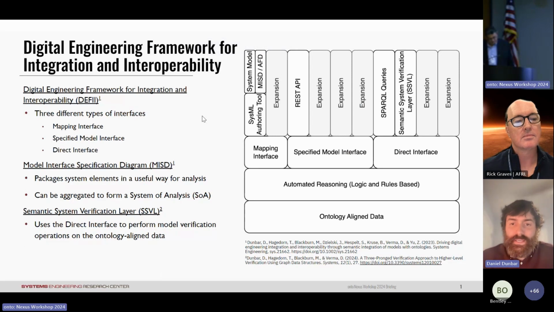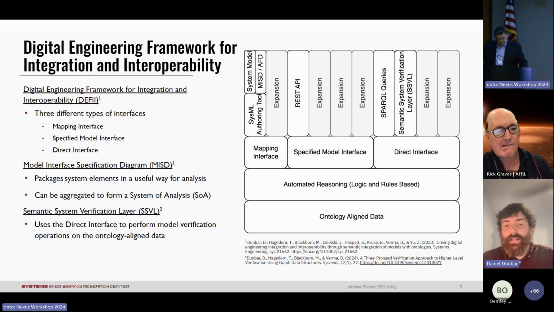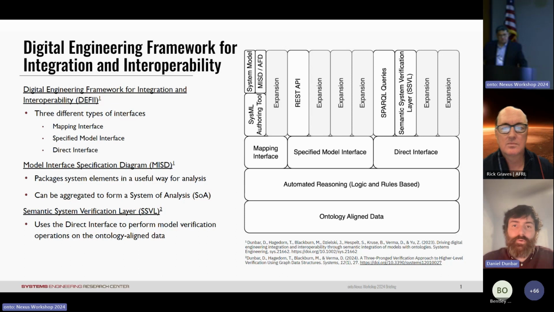I'm a PhD candidate at Stevens Institute of Technology and also working at the Systems Engineering Research Center. I work with Dr. Mark Blackburn, and we have been doing a lot of work on ontology-aligned data and how to think about that in a digital engineering context. I have a couple of papers there at the bottom right that describe our process and our approach.